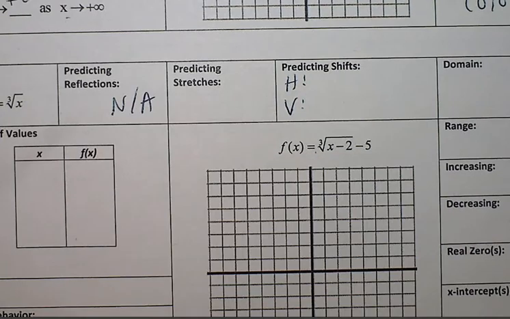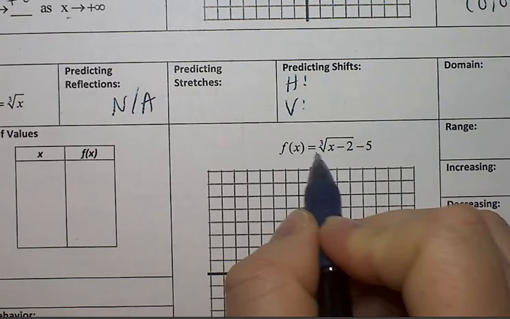Put an NA. Vicky, are there any stretches? No. Compression? No. Where would you find it if it did occur? In the outside. Good.